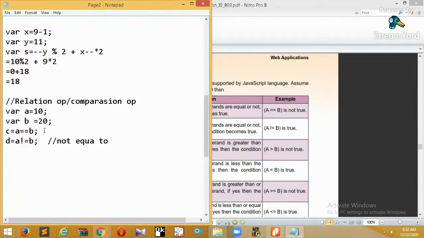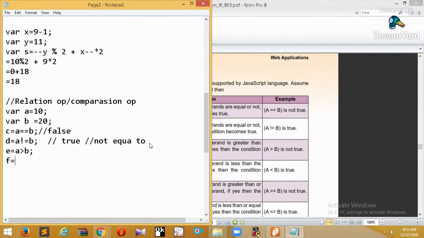Okay, so let me recall the values for this. If I run this program, what will be the output? If I write here c equal to a double equal to b, tell me what will be the output. Who can remember? Not true. So what will be the answer? Not true means false. So not true means false. And what will be the result for this? Yes, very good, because they are not equal. Very good. And in the same way, a greater than b.